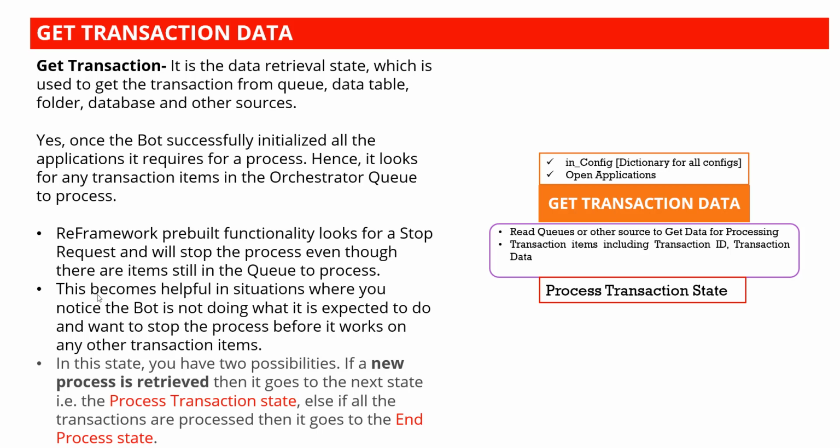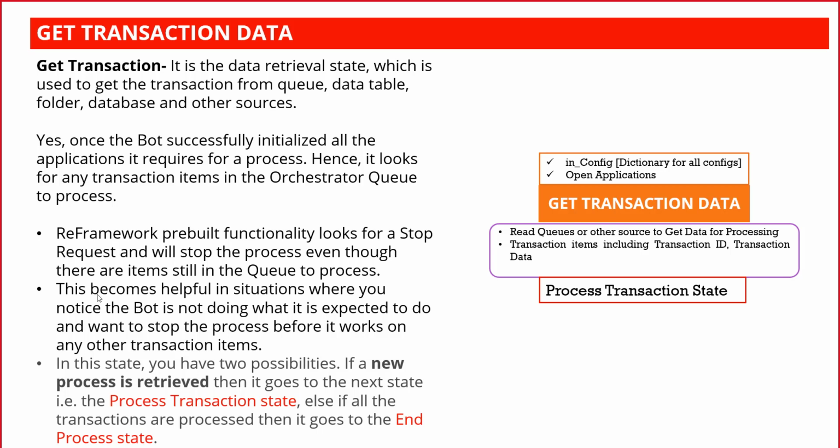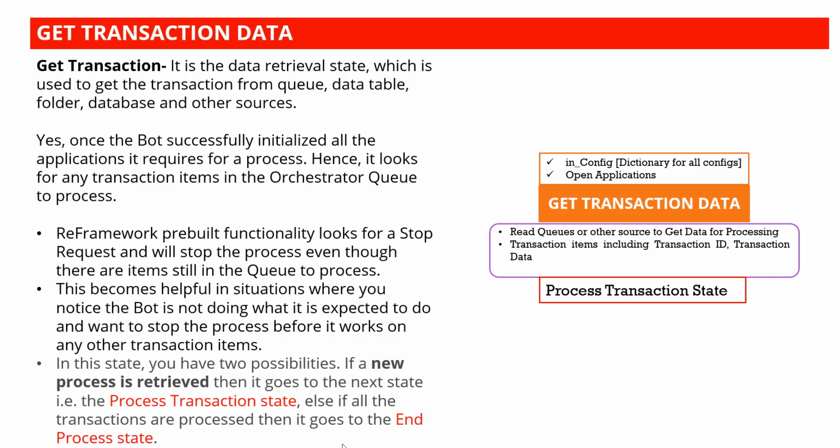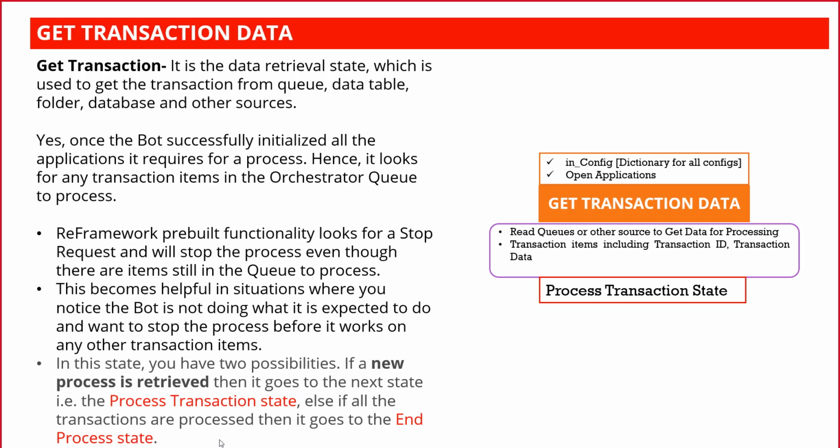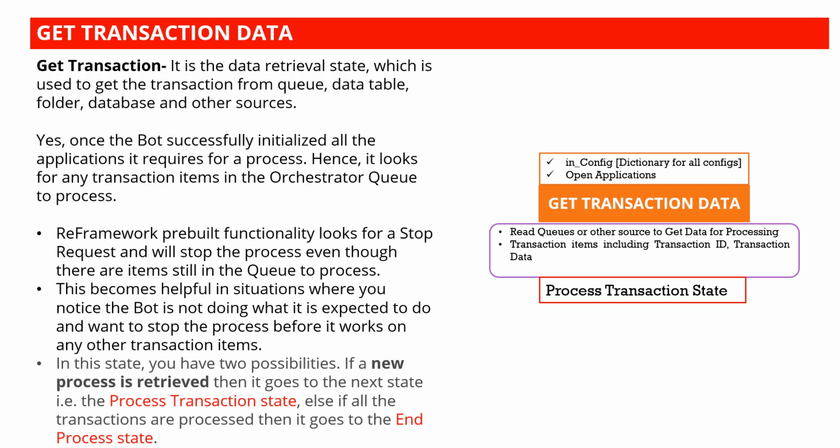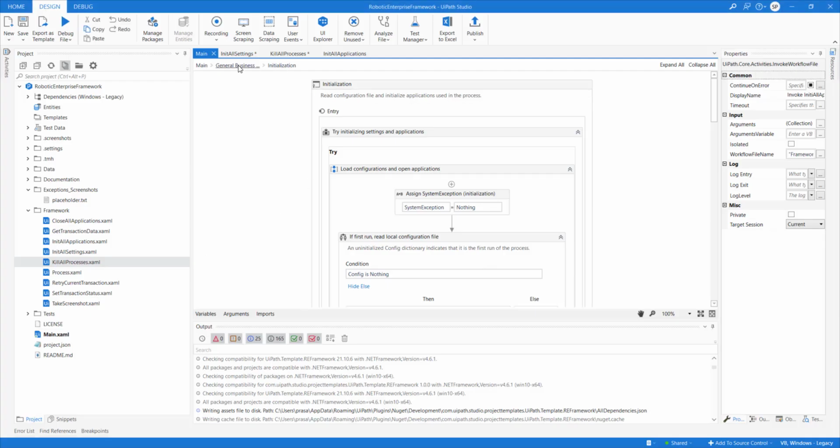In this state, you will have two possibilities, as I explained earlier: either new data is retrieved and there is data to be processed, or there is no data to be processed. If there is data to be processed, it will move to the process transaction state, and if there is no data, it will go to the end process state, right? So let's go back to UiPath Studio again and see what will happen.